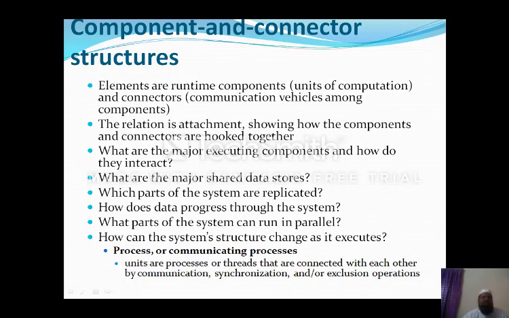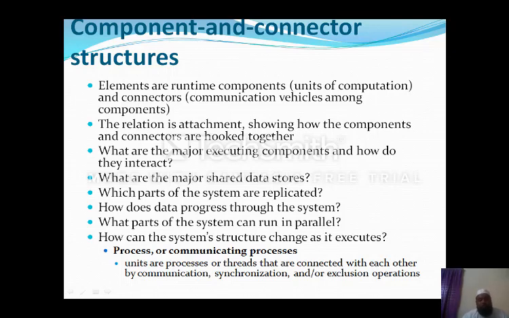The relation is attachment, showing how the components and connectors are hooked together. It means how they have been connected to one another. What are the major executing components and how they interact? What are the major shared data stores or data storages? Which parts of the system are replicated, it means duplicated or created once again?